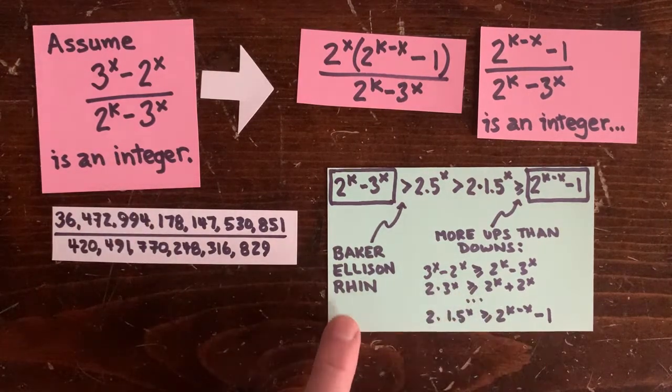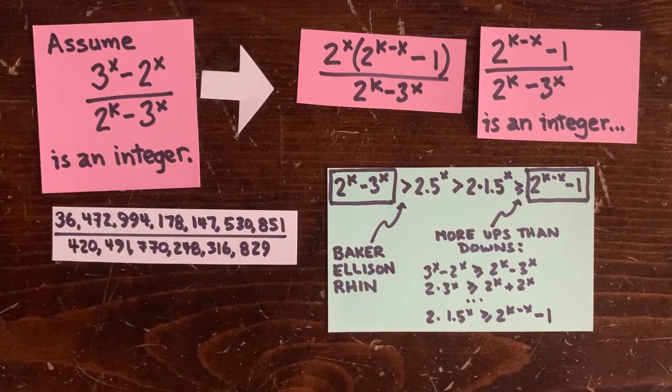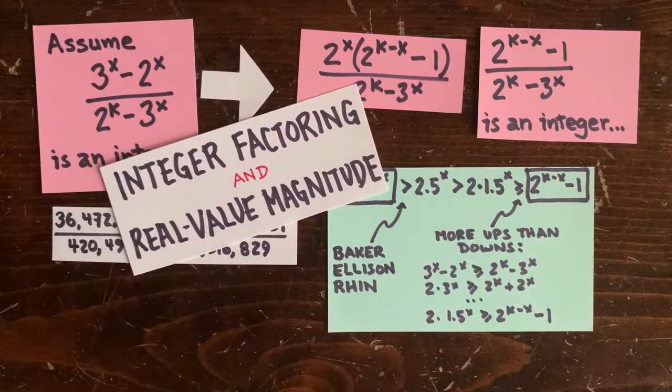Okay, so stepping back, this proof has two components. One is arranging to factor out 2 to the x and cancel it. That's a typical factoring technique involving only integers. The other is showing that the new numerator is smaller than the denominator, and that's more of a magnitude technique involving real numbers. So we can combine these factoring and magnitude techniques to rule out other kinds of loops now.